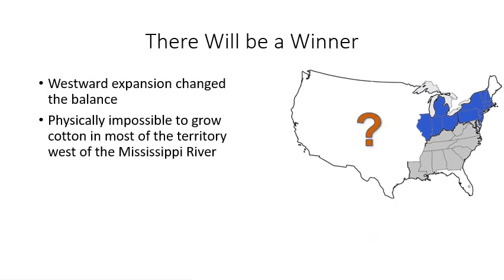As the country is expanding, the question is, would new territories and new states be slave states or free states? One aspect of this is that it is physically impossible to grow cotton in most of the territory west of the Mississippi River. We learned that wheat and corn grow well there, but cotton grows better in the hot, humid South. So the cotton industry is based on slavery, and that becomes part of it. This becomes an area where conflict between the free states and the southern states begins to build.